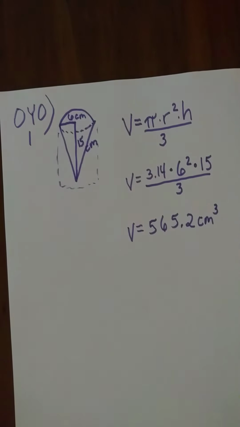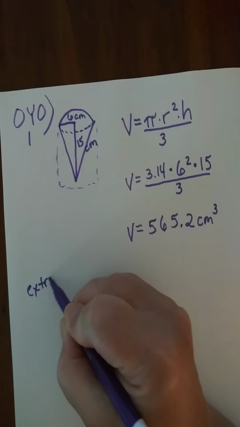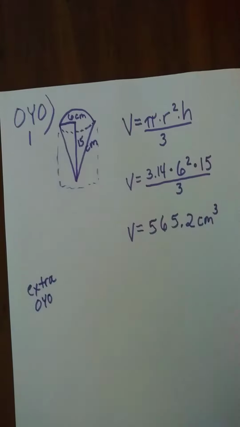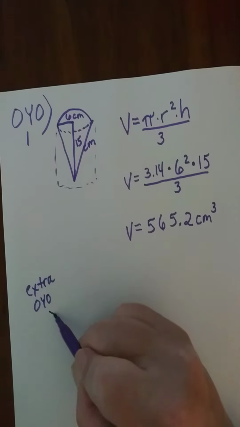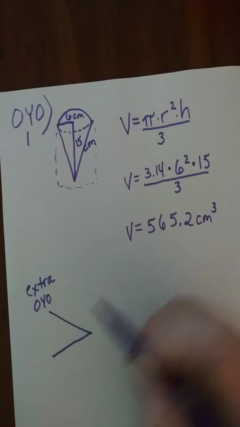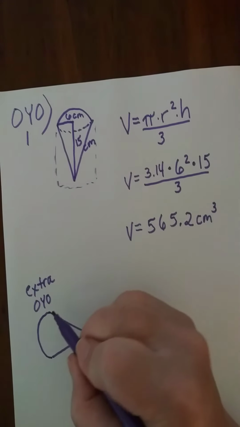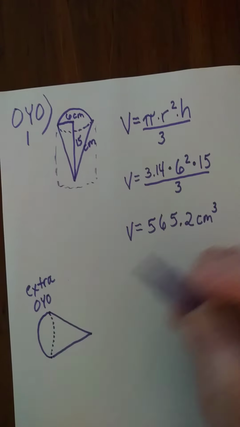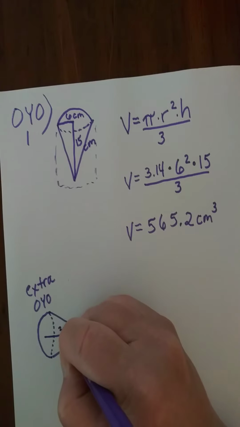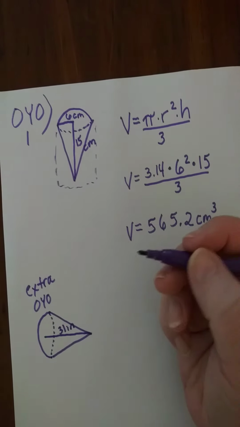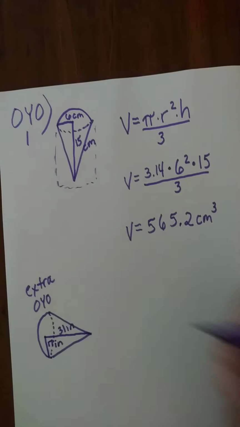All right, I have one I want you to try on your own, okay? So this is an extra Oyo. And this time I'm going to give you a sideways cone. Same exact process, you're just looking for the correct dimensions. So there's your cone. Draw the curve and then the dotted line. And the dimensions they give us are the height, 31 inches. And the radius is 17 inches.